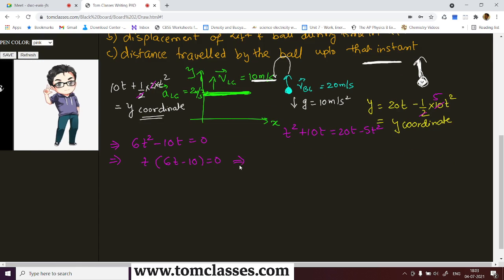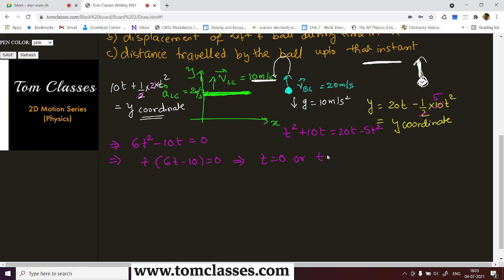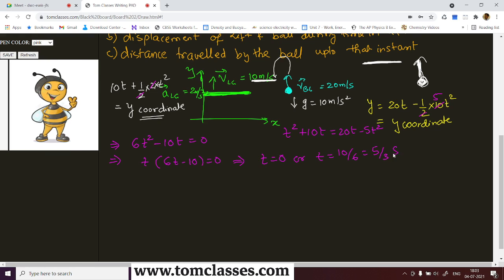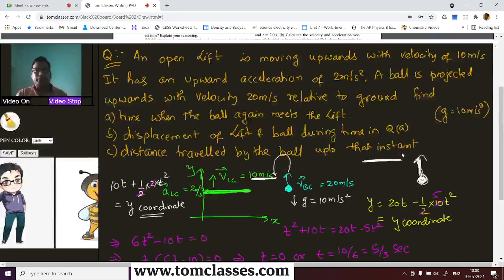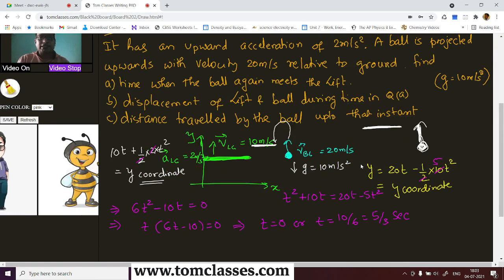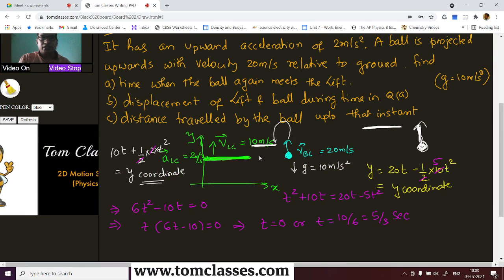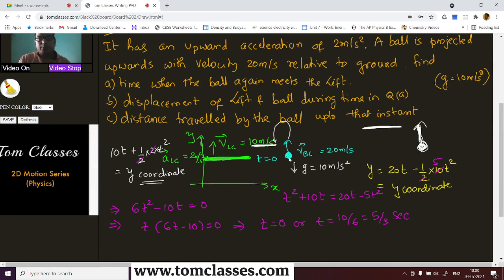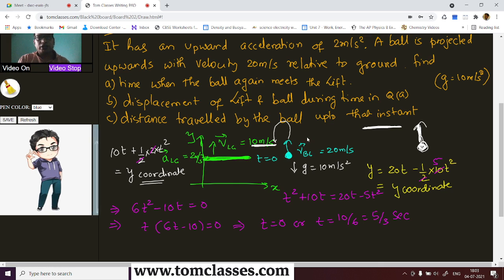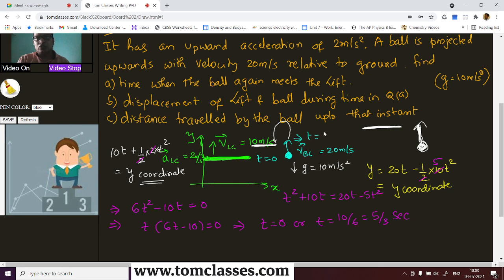So we get 6t minus 10 equal to 0. This gives us the first solution that the time has to be either 0 or 10 by 6, or you can say 5 by 3 seconds. What does this piece of information tell us? It tells us that at time t equal to 0, both the bodies were at the same place, and the next time when they are together is at time t equal to 5 by 3 seconds.